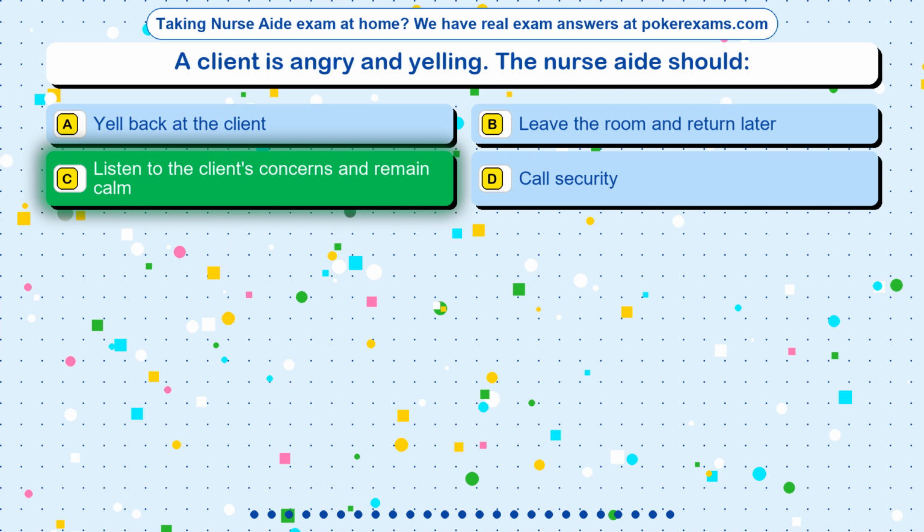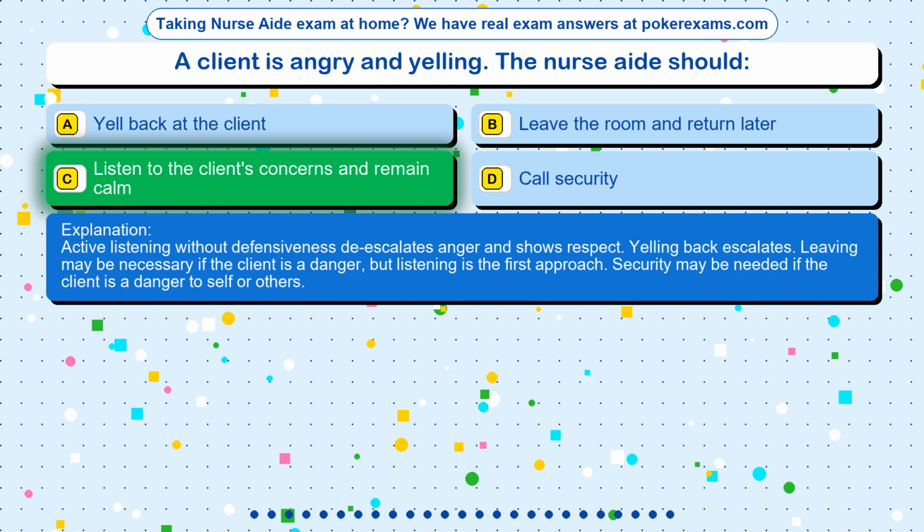The correct answer is option C. Listen to the client's concerns and remain calm. Active listening without defensiveness de-escalates anger and shows respect. Yelling back escalates. Leaving may be necessary if the client is a danger, but listening is the first approach. Security may be needed if the client is a danger to self or others.